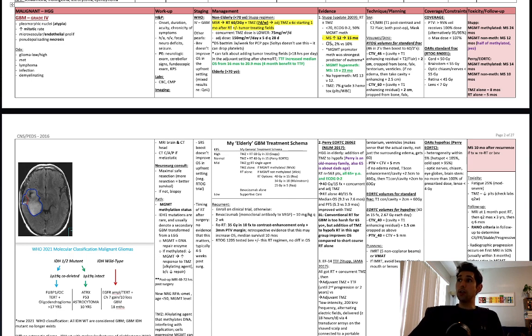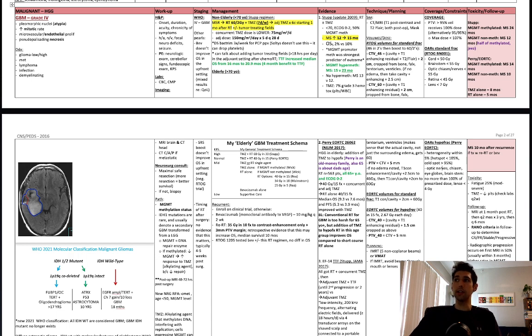Volumes and dose: RTOG volumes for standard fractionation. You do 46 in 2 gray per fraction and then boost by 14 gray. CTV 46 is the cavity plus T1 enhancing residual contrast plus T2 FLAIR plus 2 centimeters. You crop it from the bone, falx, tentorium, and ventricles. If there's no edema, then you simply take the cavity plus the enhancement with the contrast and add 2.5 centimeters to get your CTV 46.